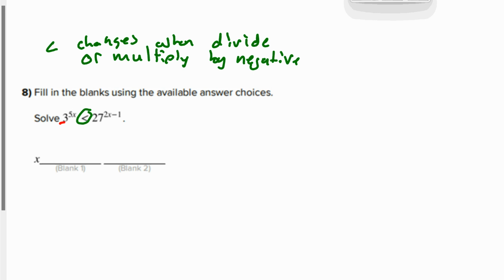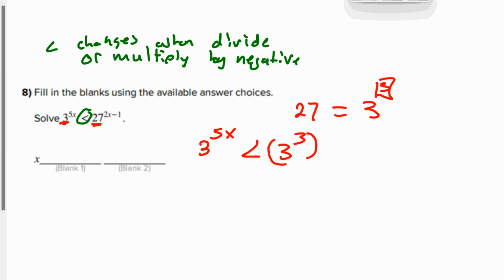Okay, so here we want the bases to be the same. We have 3 and 27. Well, can I rewrite 27 as a base of 3? Because that already has a 3, right? So we say, oh, 3 times itself 3 times is 27. So I could rewrite this 27 as 3 cubed. And this 27 is being raised to 2x minus 1. So now when we do powers to powers, we multiply, so we get 6x minus 3.